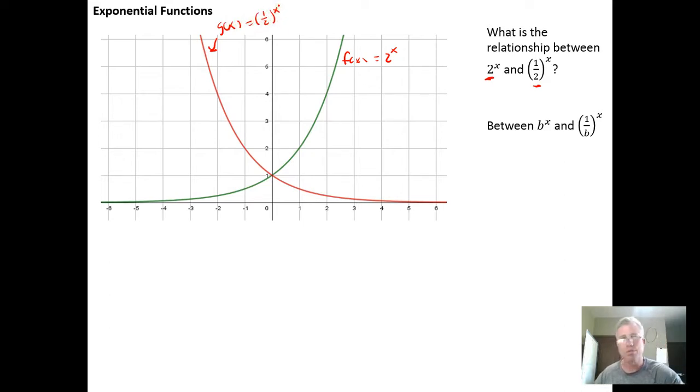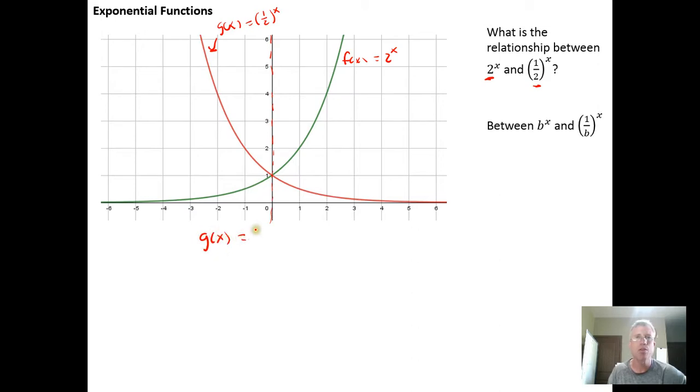And when you look at those, what you hopefully notice is that it looks like they have even symmetry. It looks like they are symmetric with each other in the y-axis, or the vertical axis. It looks like 2 to the x and 1/2 to the x are just reflections of each other in the y-axis. And in fact, they are, and we want to take a moment to think about why this is. So it's actually pretty simple to explore.